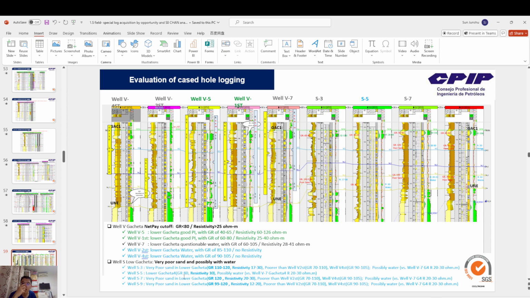Well S7 very poor sand in lower Gauge. The gamma ray is around 120, with the resistivity between 20 to 30. This is poorer than well V2 sidetrack with gamma 70 to 110. Well V4 sidetrack with gamma ray 90 to 105. So it could be water.